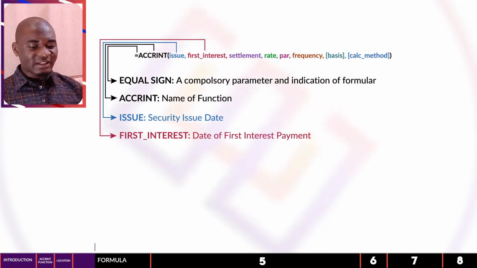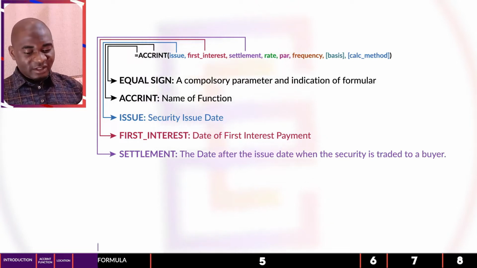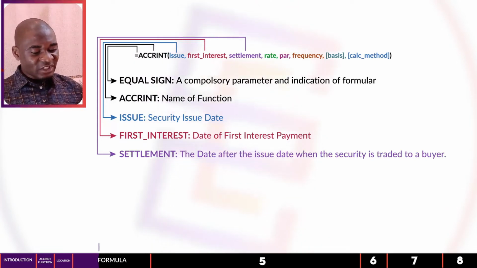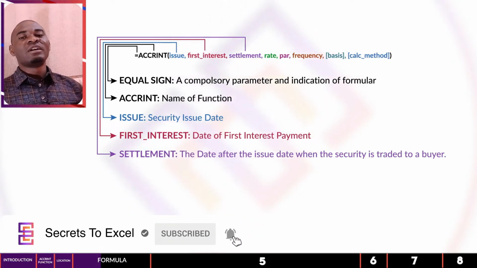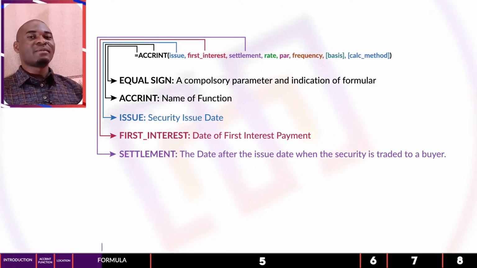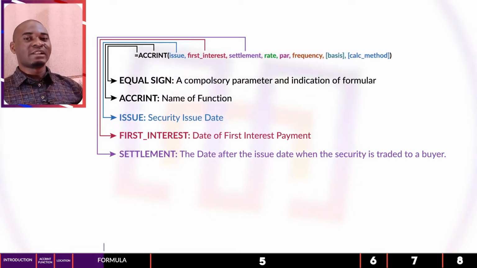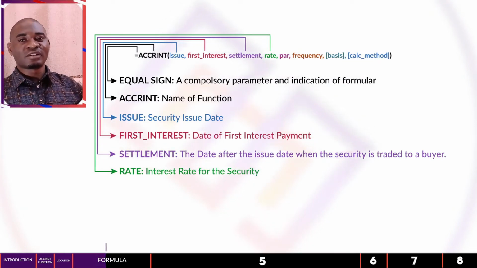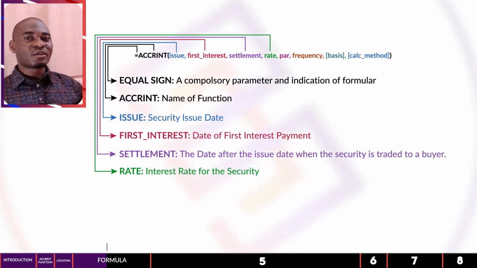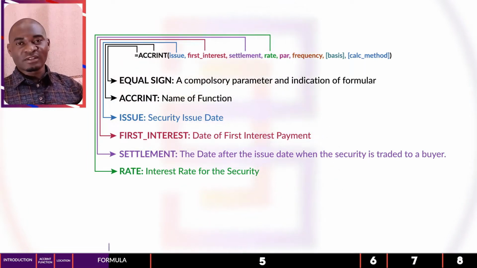Then the next parameter is first interest date. Now, the first interest date is the date on which the first interest of the security is being paid. Then the third is settlement date. So as we can see, the settlement date is the date after the issue date when the security is traded to the buyer. Now take for example, after 2 years, I decided to sell my security to someone else. Then that very particular date I sold it out is the settlement date. I hope you understand. Then the rate is simply the interest rate for the security. This is very simple and explanatory. Sometimes it is called the coupon rate, but what it means is the interest on that very particular security.